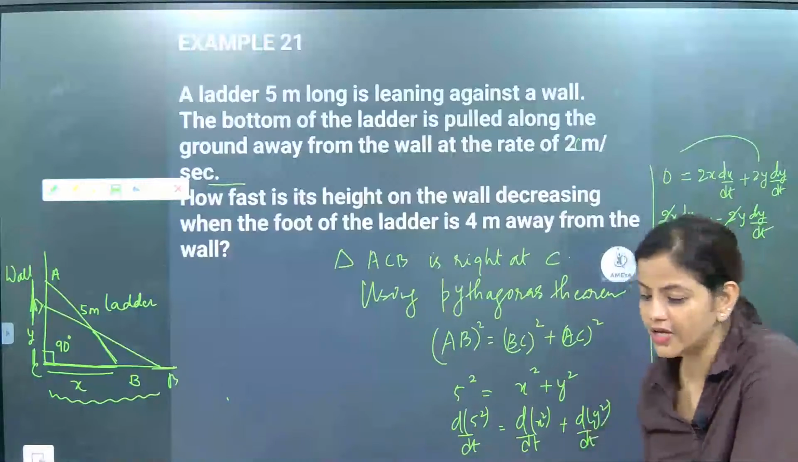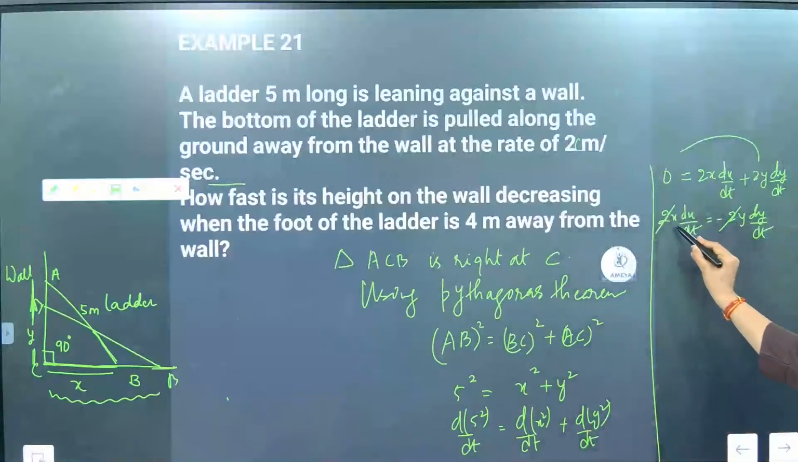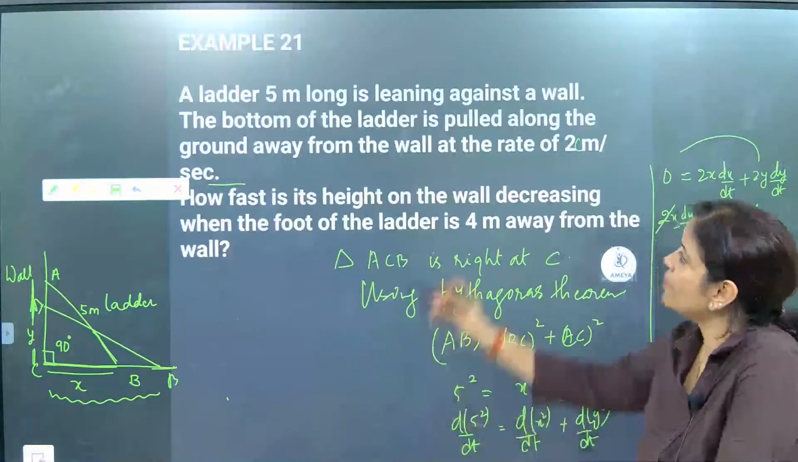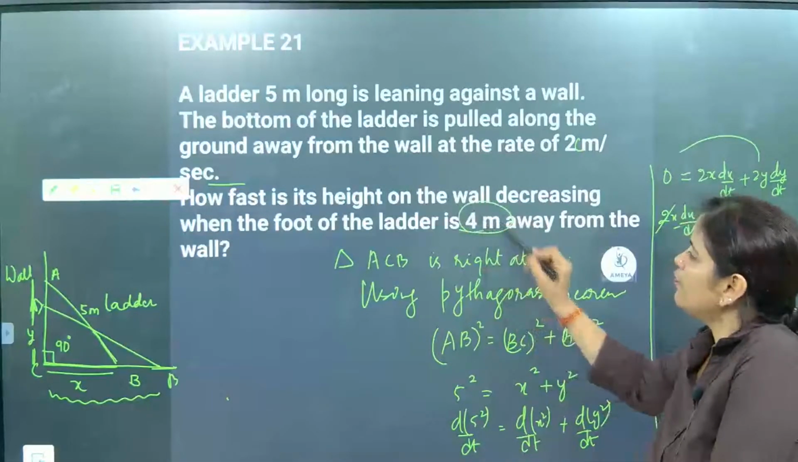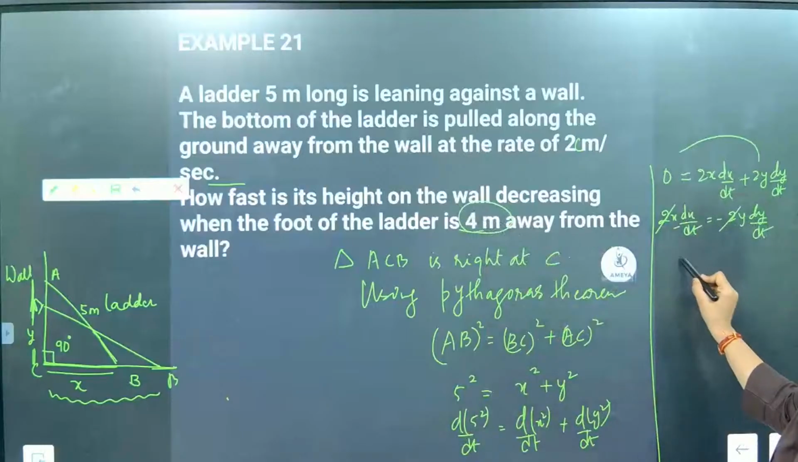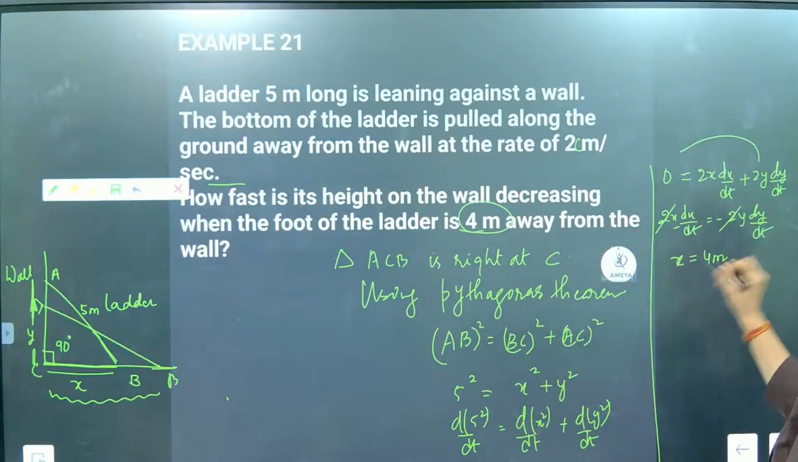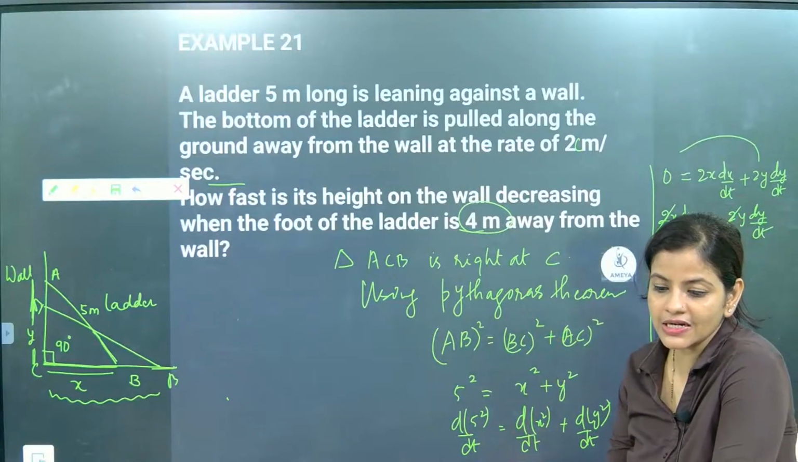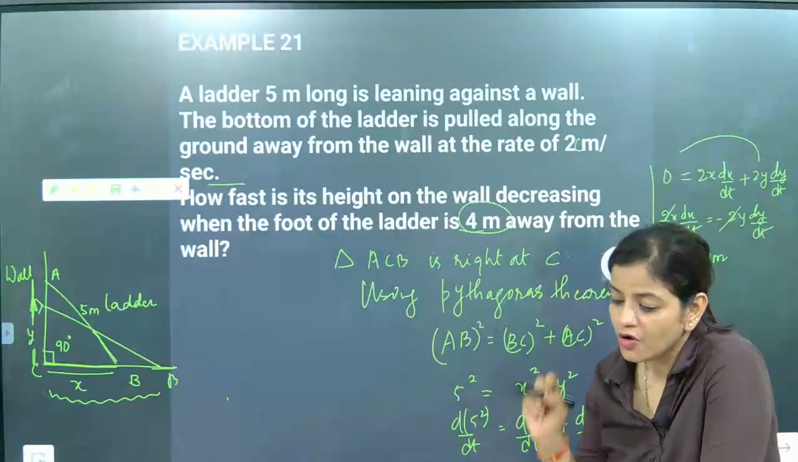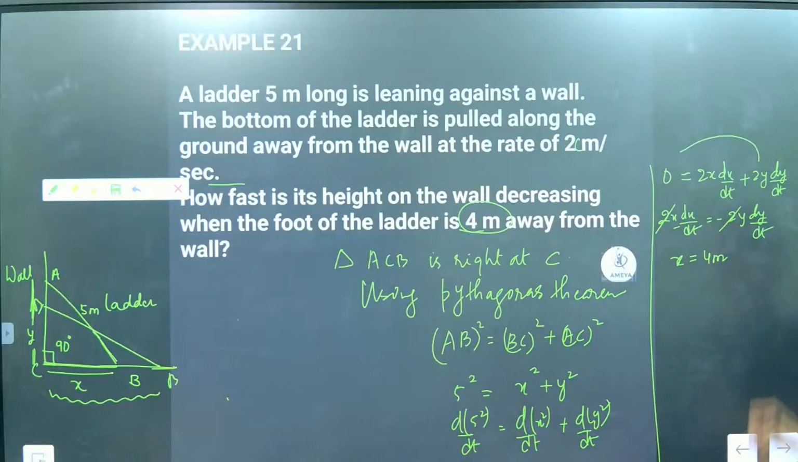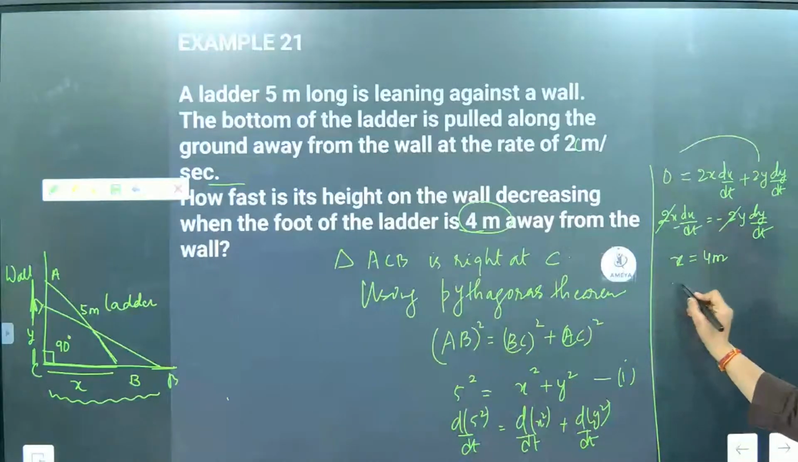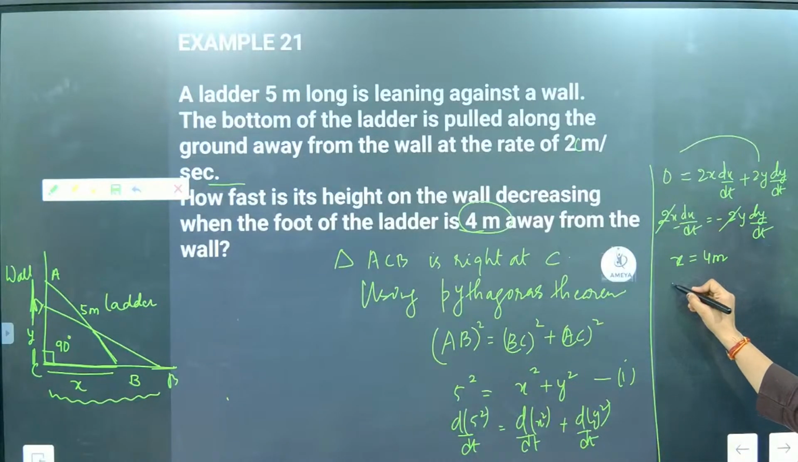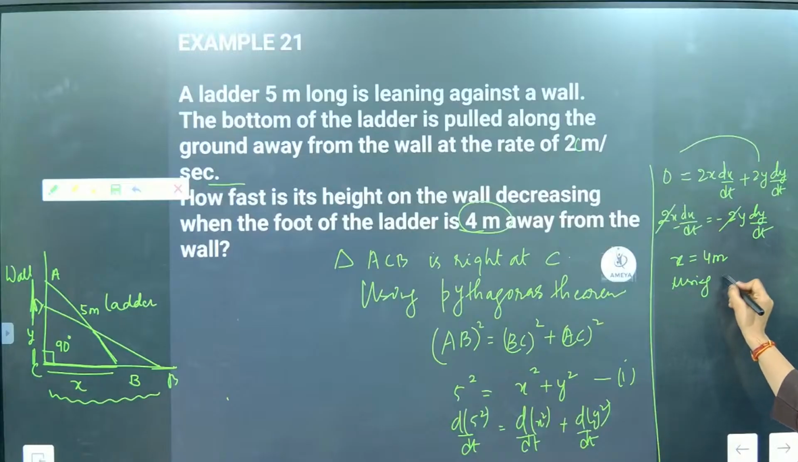when we are writing this, listen very carefully, what is the instant? The instant is when the ladder's foot distance, so that means when x is equal to 4 meter. At that instant, x will be exactly what, beta? 4 meter. Then we have to use the Pythagoras theorem, equation 1, because we have to find the y value.